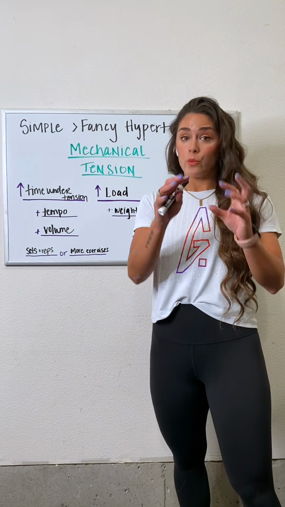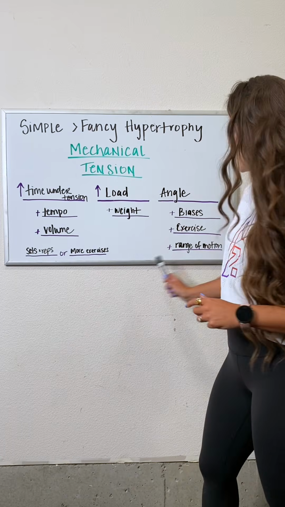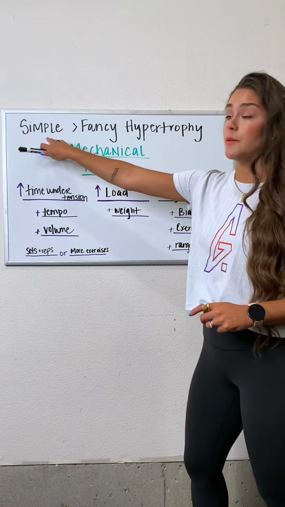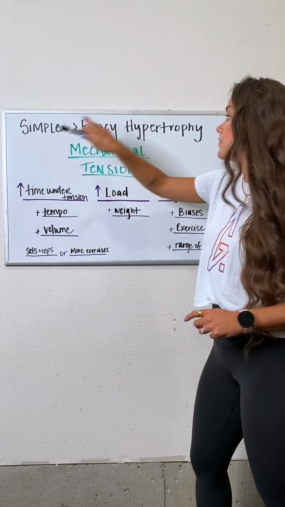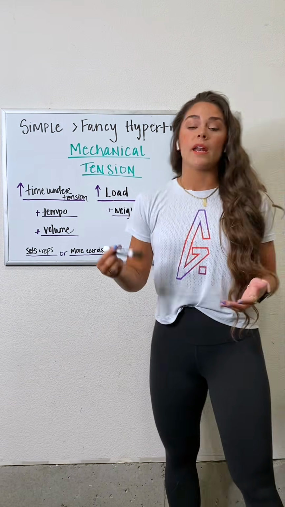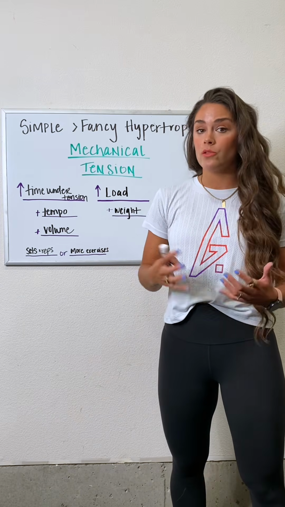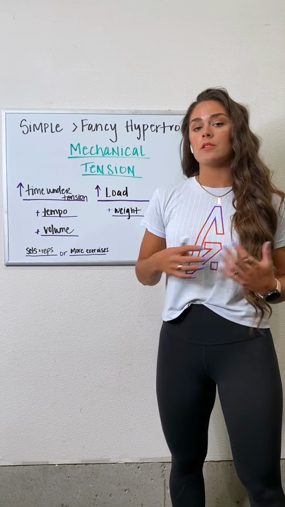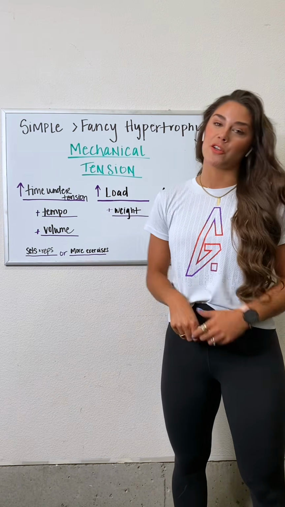So to review, all of these things are just possible ways that you can keep your training simple, but still achieve hypertrophy through specifically mechanical tension: adding a new demand, a heavier load, a different angle, a deeper range of motion to the muscle in order to drive mechanical tension.